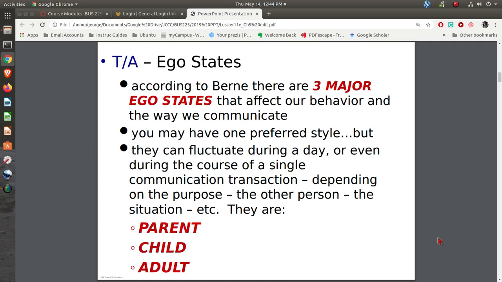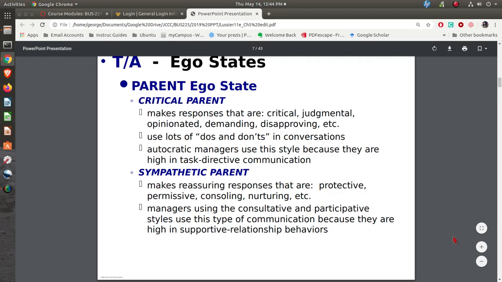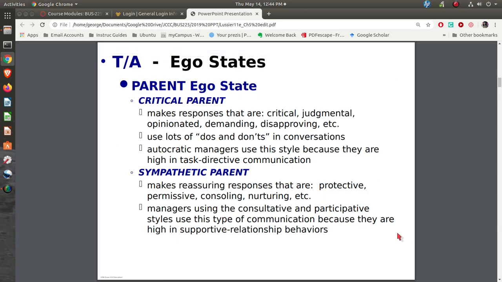In TA, there's basically three major ego states, and they can change throughout the day or at the time. The thing is, we have a tendency to have one preference. You have parent, child, and adult. The parent has two ego states, okay? You have your critical and your sympathetic parent. The critical parent is making judgments, is very opinionated, lots of do's and don'ts. The sympathetic parent is more reassuring as far as what it is that they're doing and their responses.